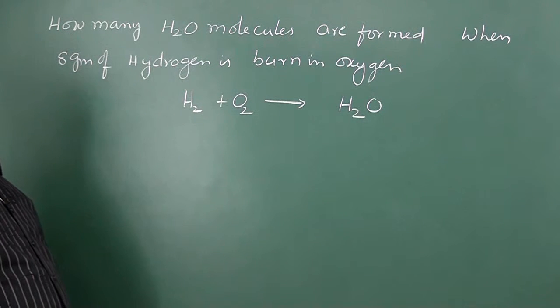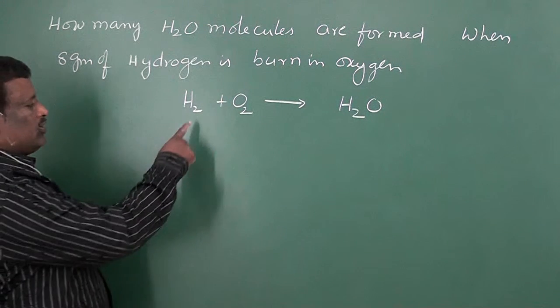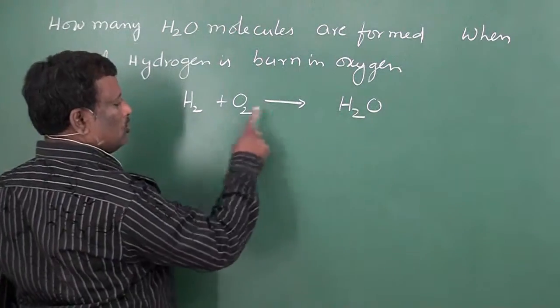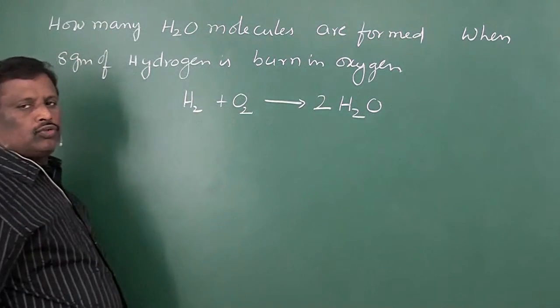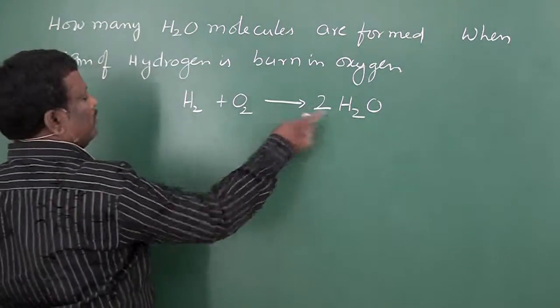Now balancing, whether they are balanced or not. 2 hydrogens are on this side and 2 hydrogens on that side. 2 oxygens are here, but only 1 on the other side, so balance the oxygens by adding to that side. Now hydrogens are imbalanced.